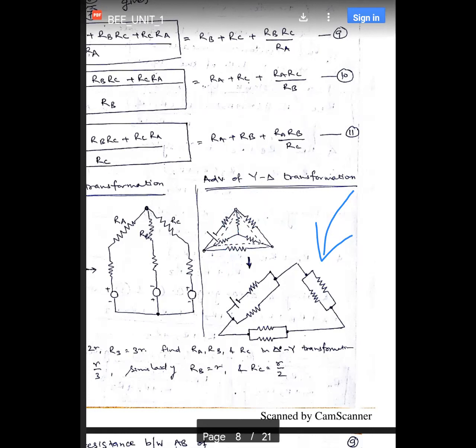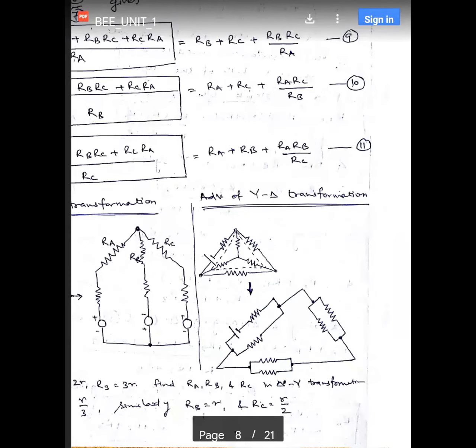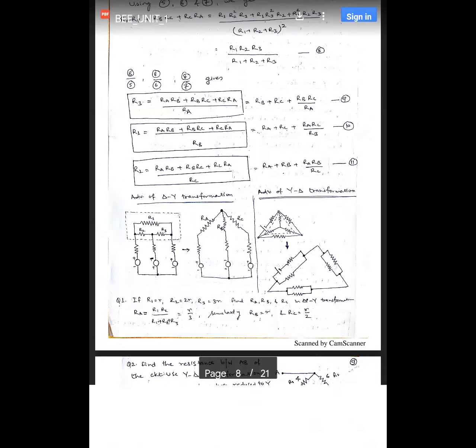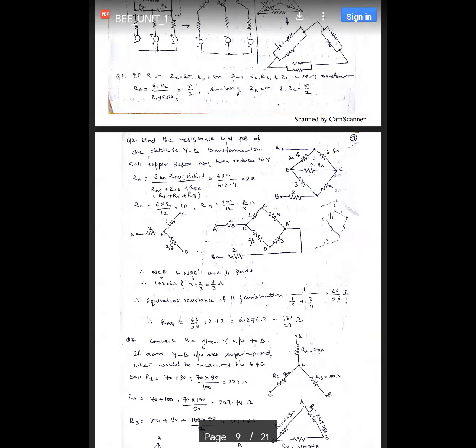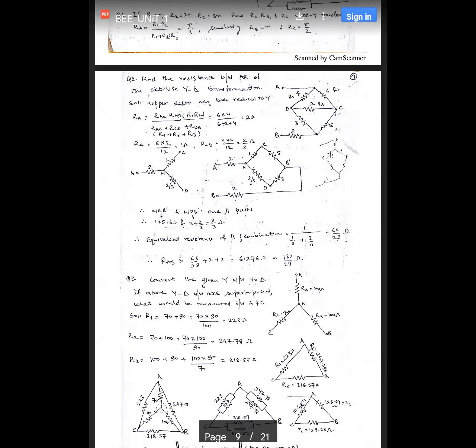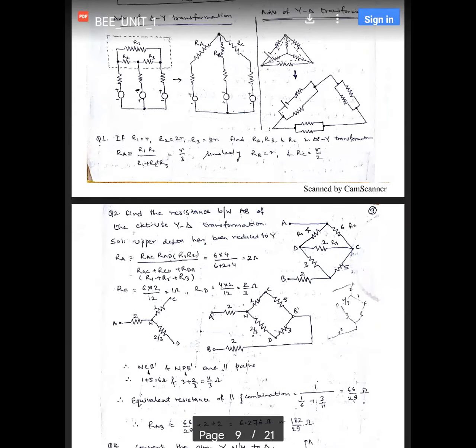So we will do the parallel calculation so that this circuit becomes simpler. Now this resistance and this resistance become in series. So our circuit is resolved into a simple Ohm's law type of circuit. So in this manner, we can solve star to delta and delta to star effectively.